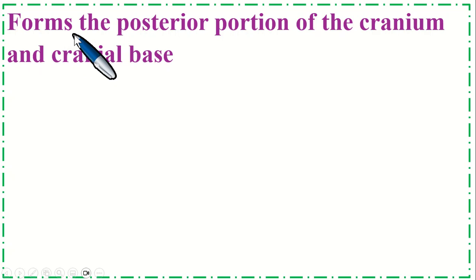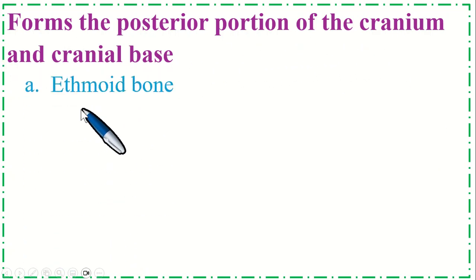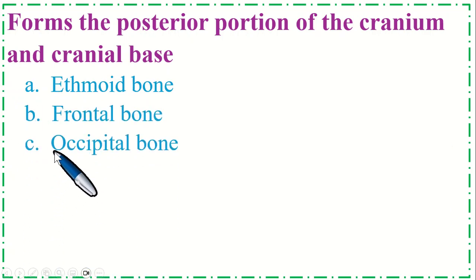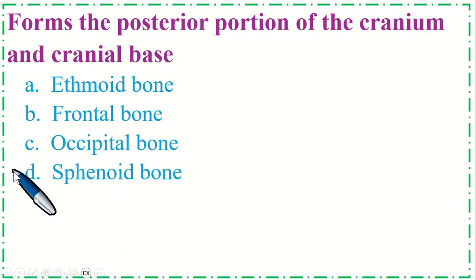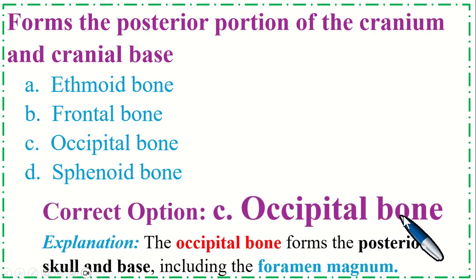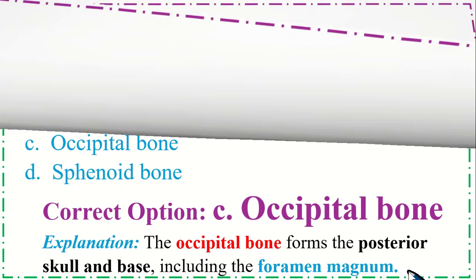Forms the posterior portion of the cranium and cranial base: option A, ethmoid bone; B, frontal bone; C, occipital bone; and option D, sphenoid bone. So the correct option is C, occipital bone. The occipital bone forms the posterior skull and base, including the foramen magnum.